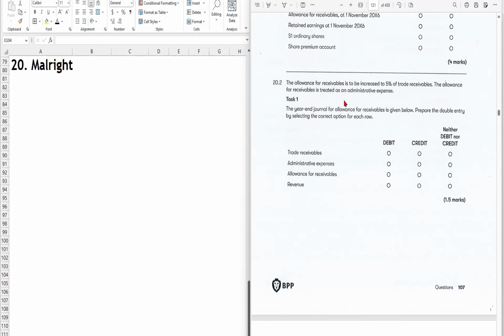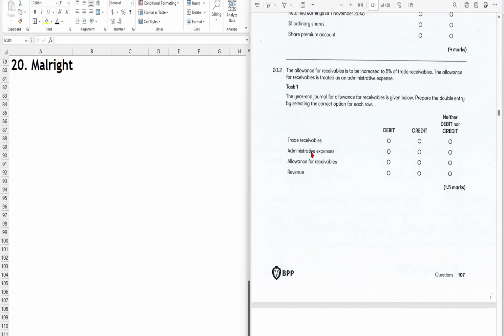So that means allowance for receivable in which accounting? Okay, so P&L they are talking about. They are included. Okay, so allowance for receivable is treated as administrative expense. Fine. So the year-end journal for allowance for receivable is given below. Prepare the double entry by selecting the correct option for each row.